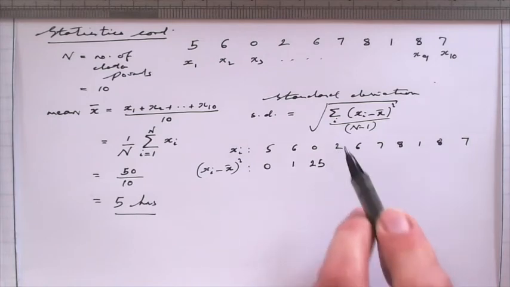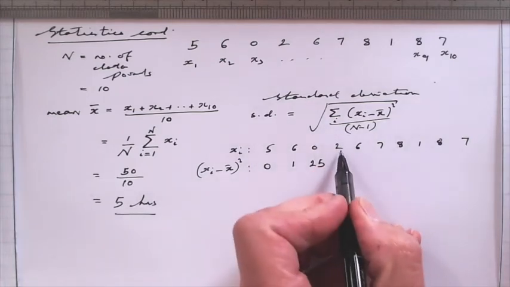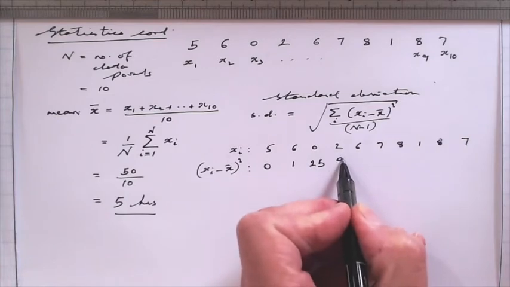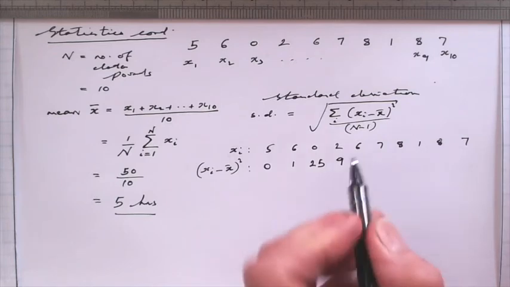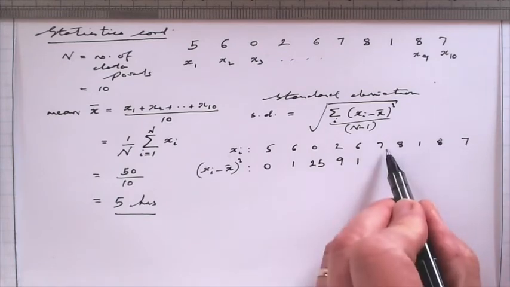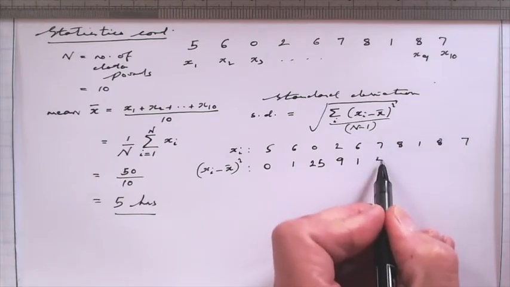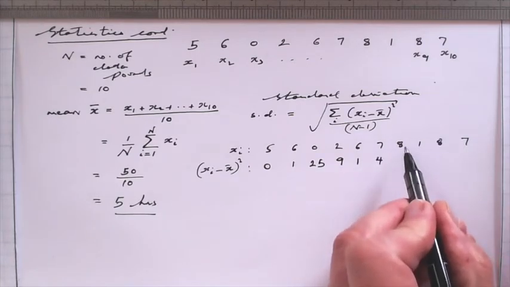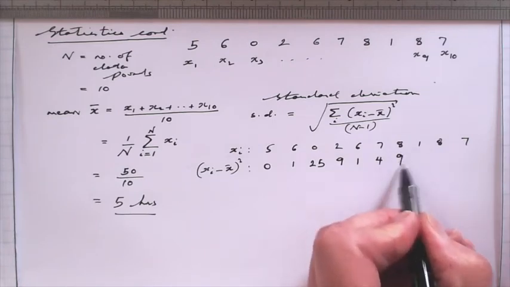Let's keep going. Day 4, there were 2 hours. 2 take away 5 is negative 3. All squared is 9. Next day there was 6. 6 take away 5 is 1. 1 squared is 1. Next day there was 7. 7 take away 5 is 2. Squared is 4. Next day there were 8 hours. 8 take away 5 is 3. Squared is 9. Let's pause here.